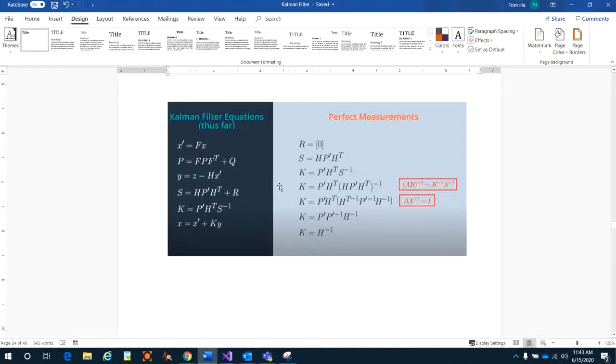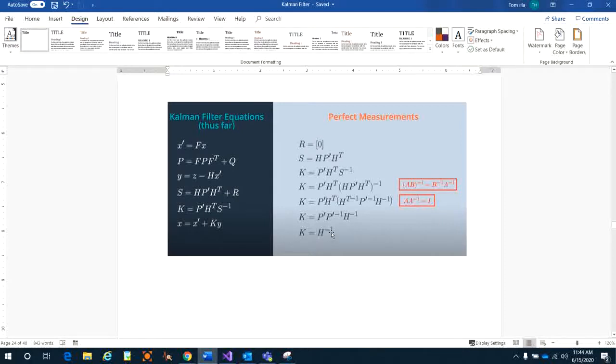To see how it's really correct, right? The first one: if we have the perfect measurement, it means the sensor measurements are really correct, no noise, no uncertainty. The sensor is really good, 100% correct data. So what's the result? Right here, R represents the noise of the sensor. If you assume it is correct, we say it's 0, and we plug it back into the formula, we get a K.